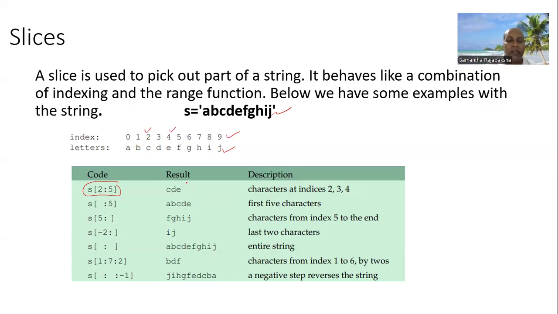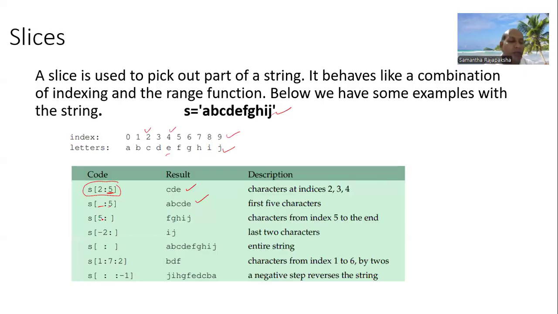That means CDE. Here 5 means it goes up to the fourth one, without including the fifth one. This one starts from the beginning and goes up to the fourth one. That means 0 to 4. That means A, B, C, D, E.